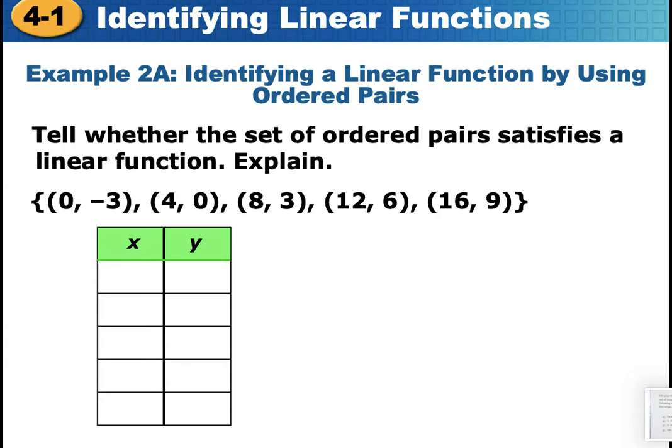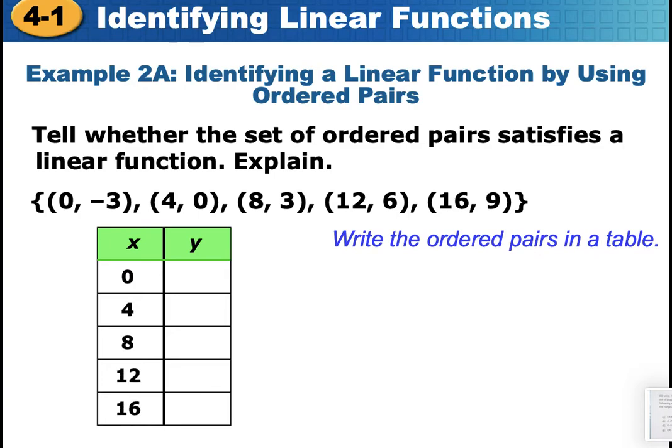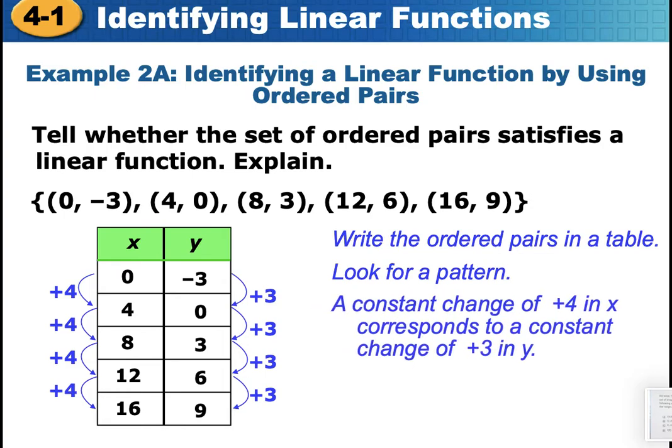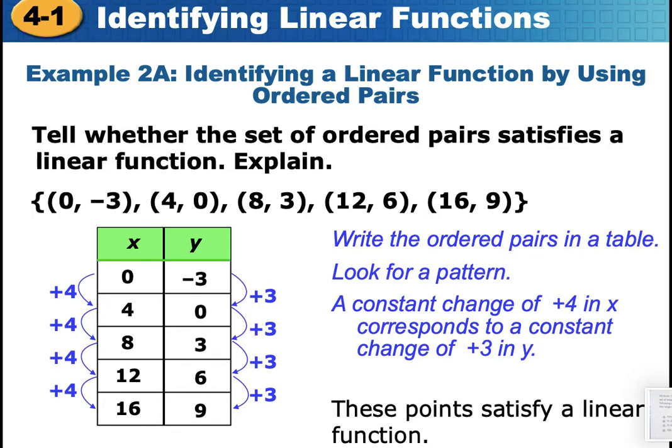All right. So what I want to do is take a moment. Sometimes to tell if ordered pairs are going to be a line, you could graph it, but one other thing is you could put them in a table. Sometimes it's easier to see. List them by domain and range, right? Now we're going to look for the pattern. Let's look at the domain. Oh, all plus 4. Let's look at the range. All plus 3. So what do you say? Linear function? Yes, totally. It is a linear function.